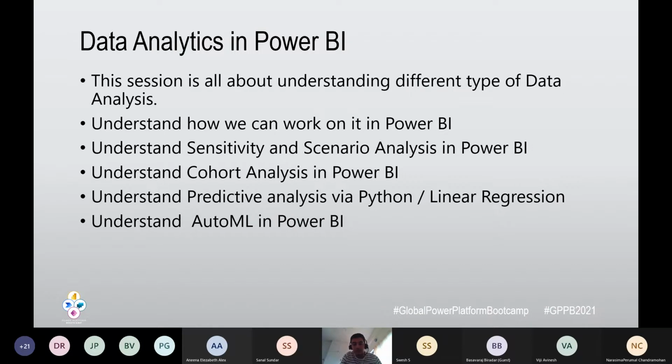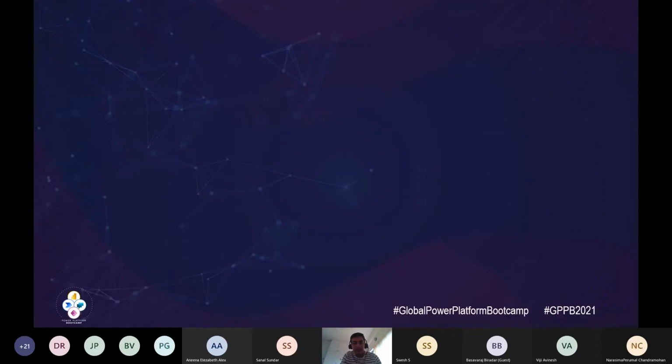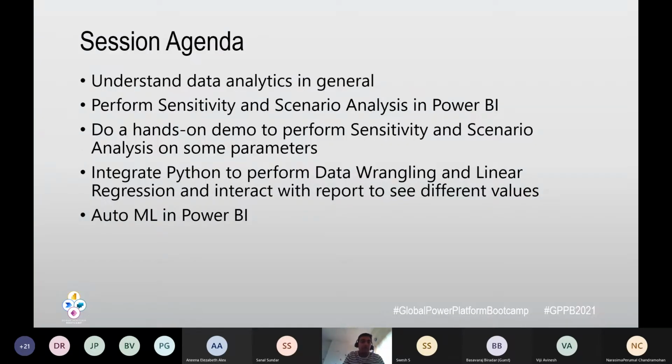So let's begin, because we need to cover this within a time frame. This is what will follow: we'll understand the basic definition of data analytics in general, and then perform the sensitivity and scenario analysis hands-on. Then we'll integrate Python and do data wrangling and linear regression, and then I'll show you how auto machine learning is changing the predictive analysis world, the way auto ML is being used to make a lot of predictions.